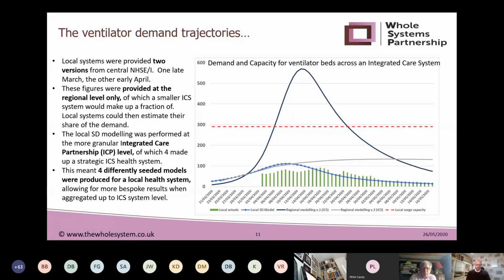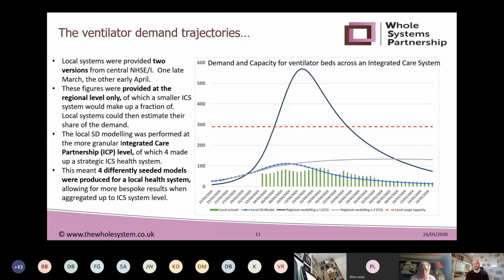So the NHS only provided a regional planning number for the number of ventilators. Now this spanned a population of around 8 million. Then this line here was having to be, okay, what is this ICS's proportion of that regional planning? And this is the number that you need to plan for. So you can see that the original blue line is significantly higher than both the capacity that they were able to surge to and the SD model and their latter version 2 model.